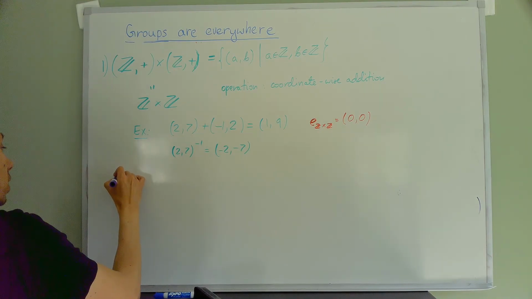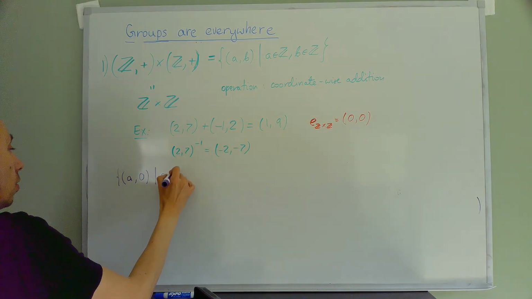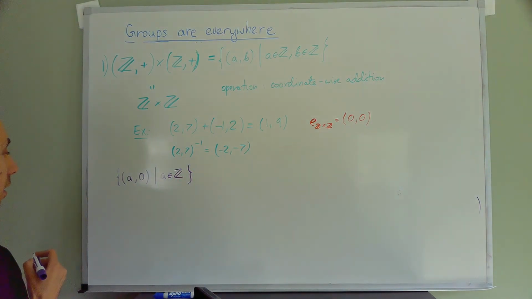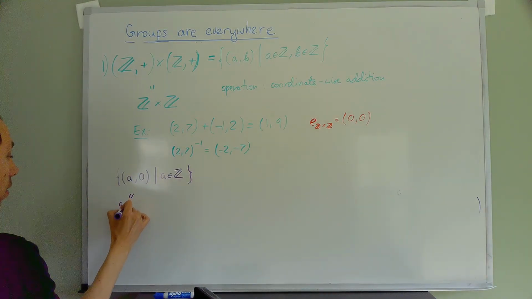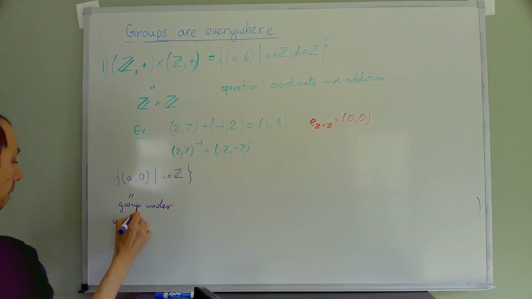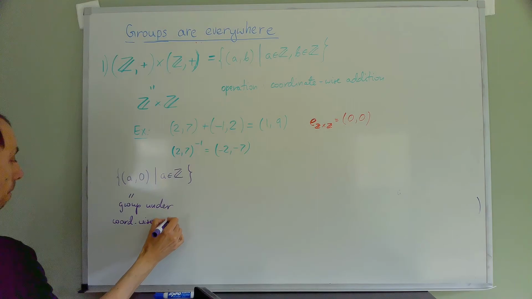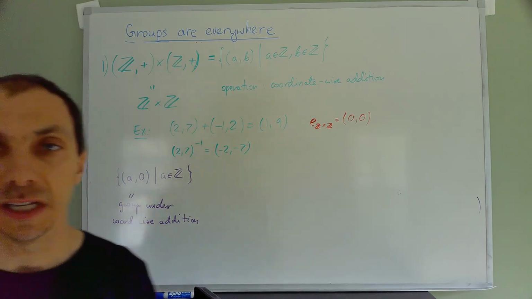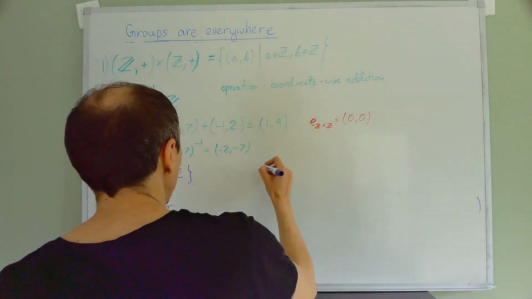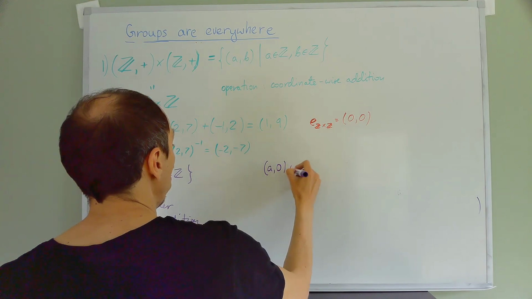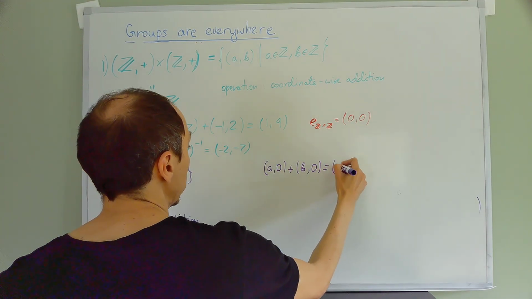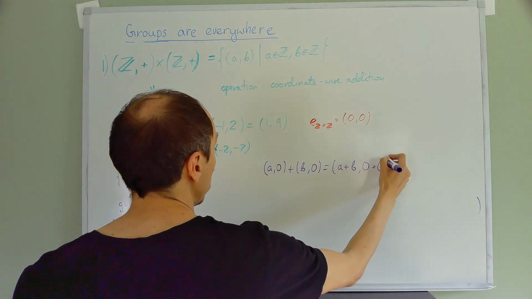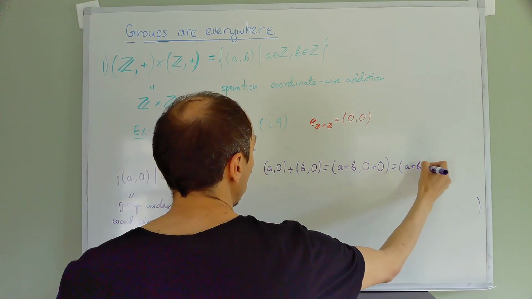Note that this group has a very nice subgroup. Namely, I can look at the following: (A, 0), where A is in Z. I claim that this is a group under coordinate-wise addition. Well, the second coordinate is fixed, it's 0. So if I take two such elements, (A, 0) and (B, 0), and add them using coordinate-wise addition, that's (A plus B, 0 plus 0), so that's (A plus B, 0).